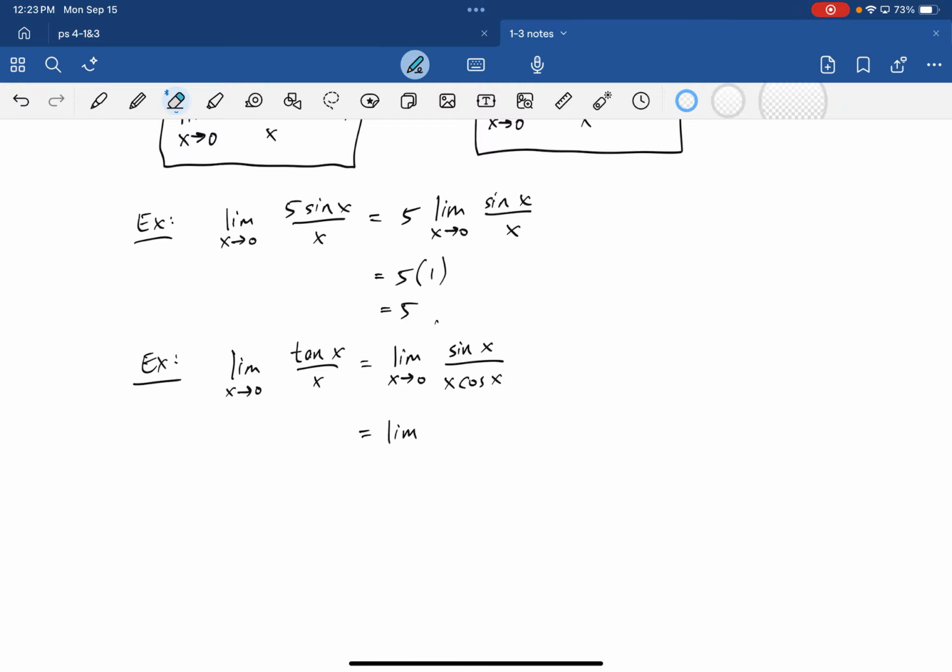And we're able to write it as 1 over cosine x times the limit as x approaches 0 of sine x over x, which is just 1, right? As we've just memorized. Sorry, we have to actually plug in the 0 for this. Cosine of 0. So this is going to be 1 over cosine of 0 times 1, which is equal to 1, because cosine of 0 is 1. Okay?